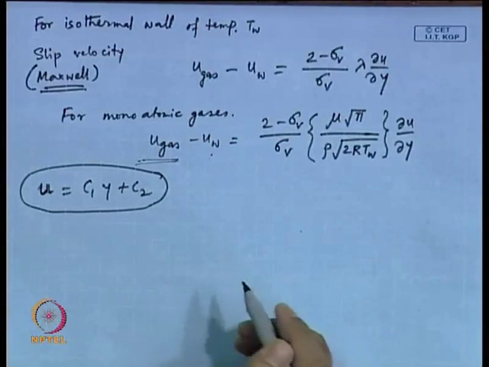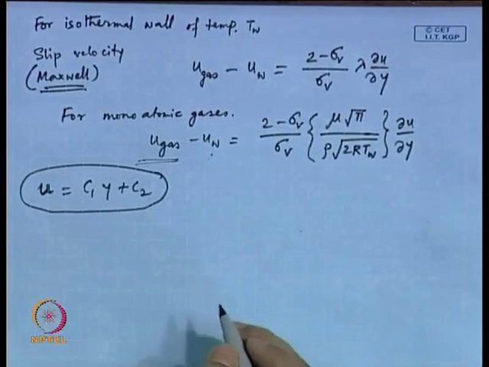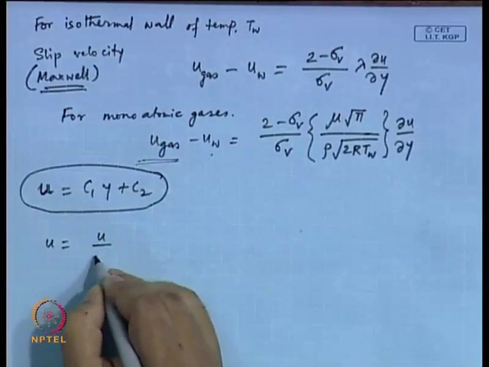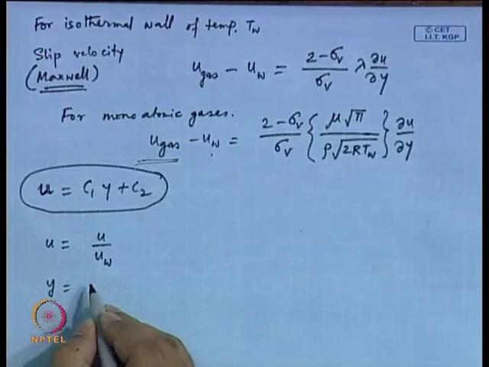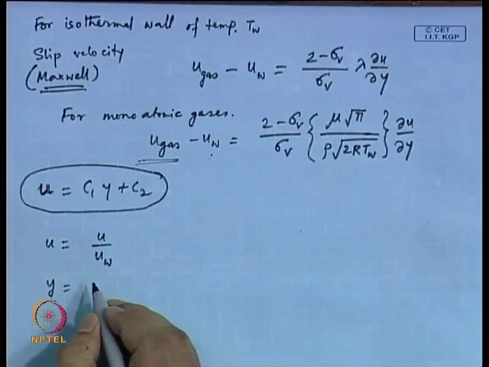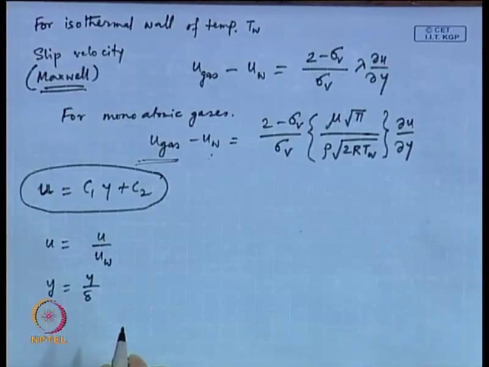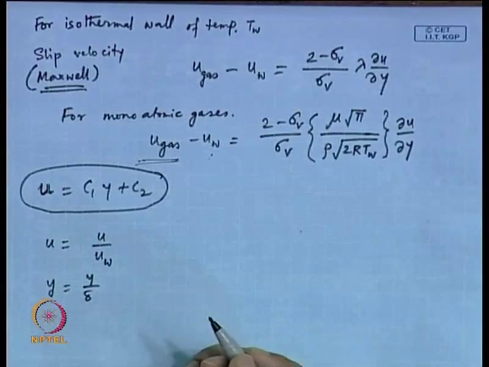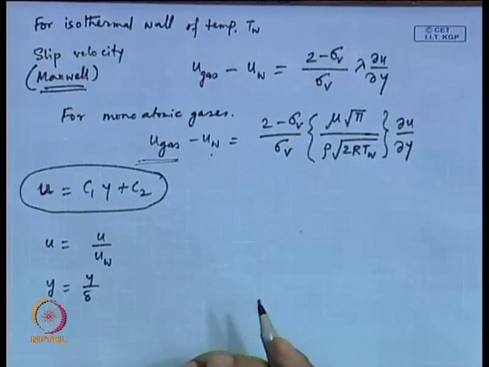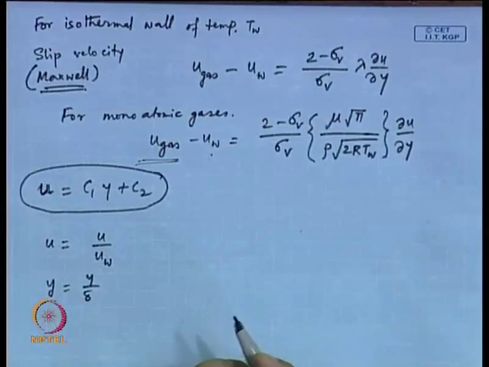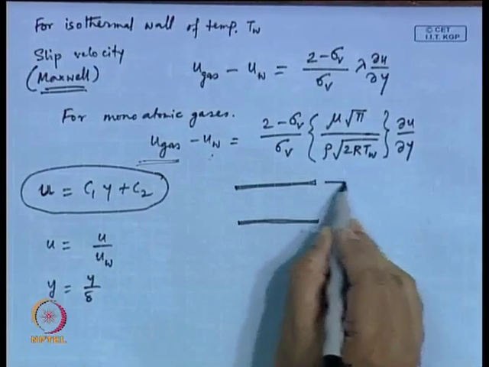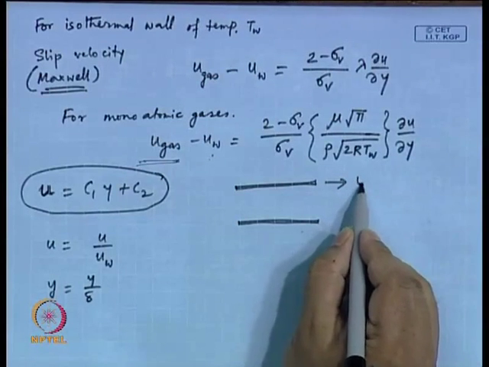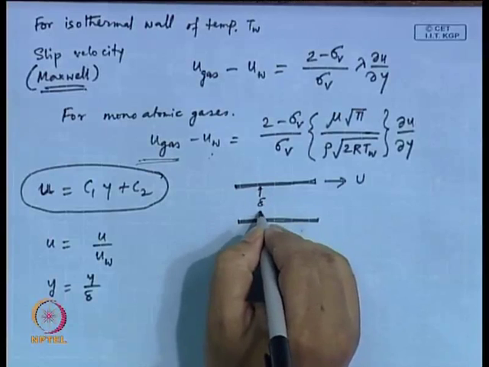So, how do you do it? We write u is equal to u by u w. We try to make this dimensionless. And y is equal to y by delta. Delta is equivalent to h. Just because we have moved from no slip to slip, from a macro channel, a macro case, to a micro case, instead of h we are writing this as delta. Our basic structure remains same. That means we have two plates, one plate is moving at a velocity capital U, and this distance is delta.